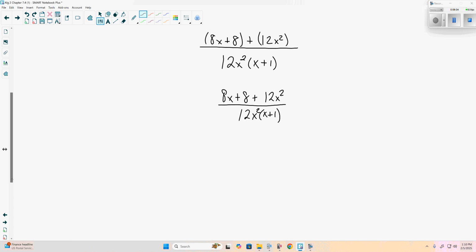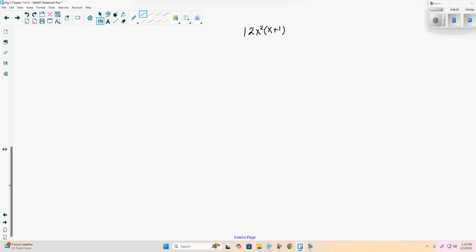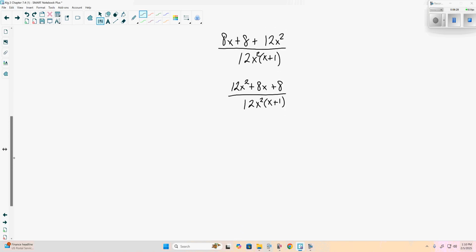Are there any like terms on top? No. So we can just write it in standard form. Put the variable with the biggest exponent first. So then we'd have x squared, x, and then our constant term over this here. Oh, too far down. Questions on any of this so far?